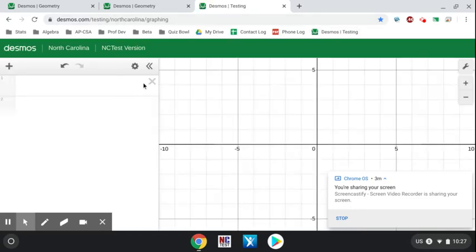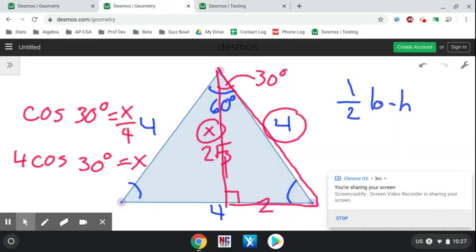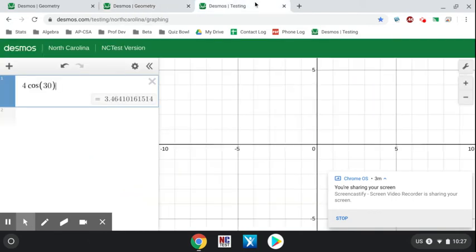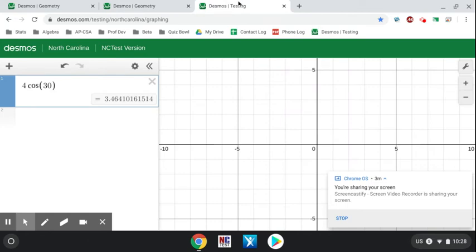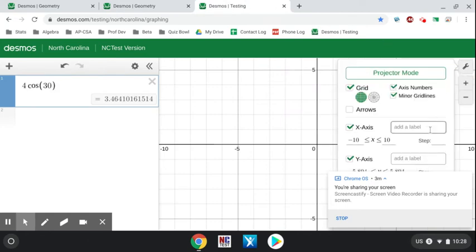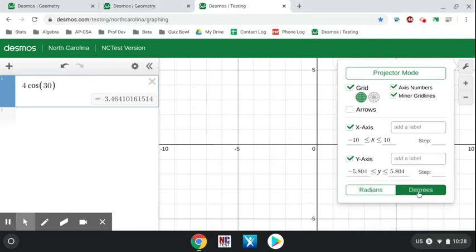When I pull up Desmos, I can type in 4 cosine of 30 degrees, and you notice it gives me an answer of 3.46. What I always ask myself is, is that a reasonable answer? That's not a terrible answer since one side's 4, but I want to make sure that I am in the correct mode on my calculator. So I'm going to hit the wrench and make sure that I am in degree mode. So I am currently in degree mode. That's good. So that's why that was a reasonable answer.